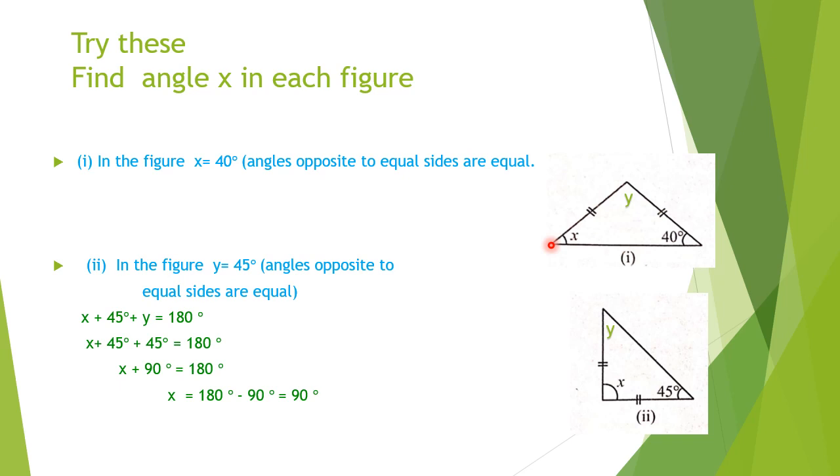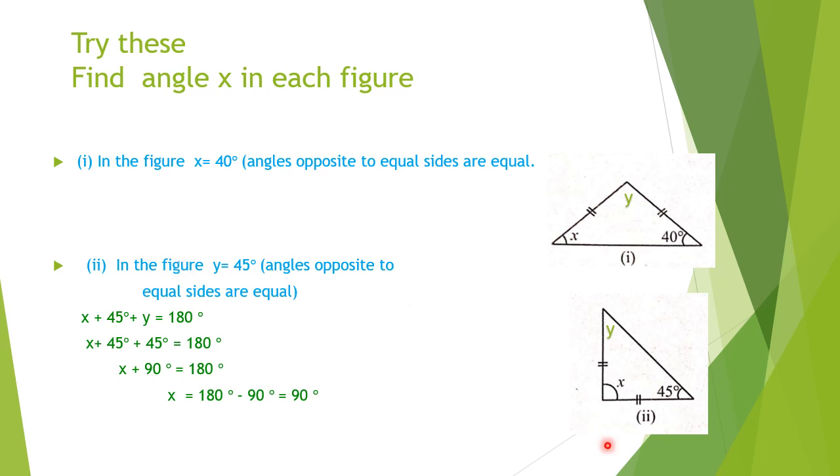So we have learned this now: angles opposite to equal sides are equal. Angles opposite to equal sides are equal. So X is equal to 40 degrees. Okay children, that is why here it is written X equal to 40 degrees.